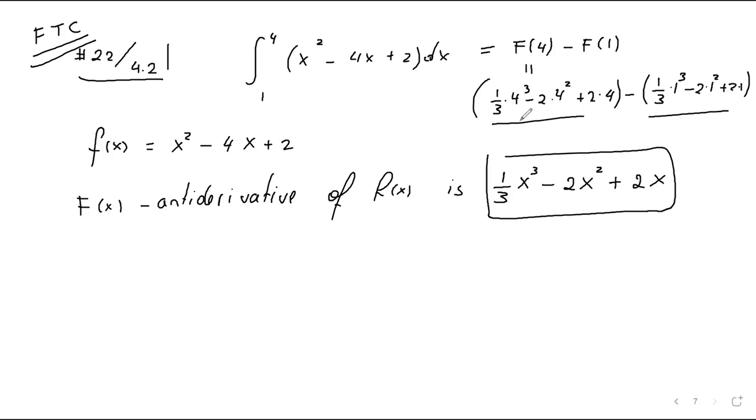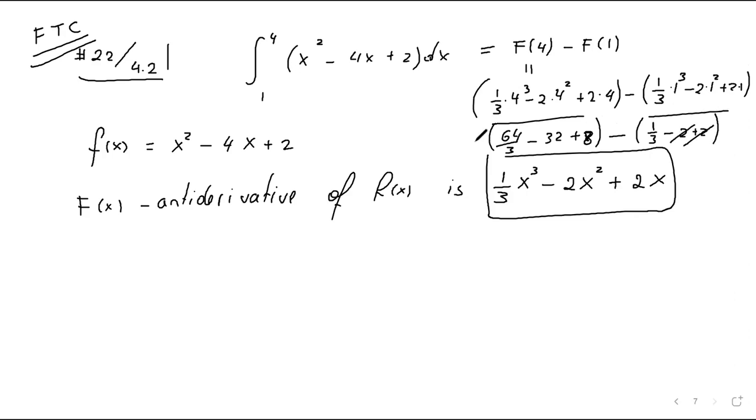So 4 cubed is 64. So 64 over 3 over here, minus 2 times 16, minus 32, plus 8. Minus, and then we evaluate the remaining part, which is 1/3 here, minus 2 plus 2. Now, very luckily, these two will cancel out.